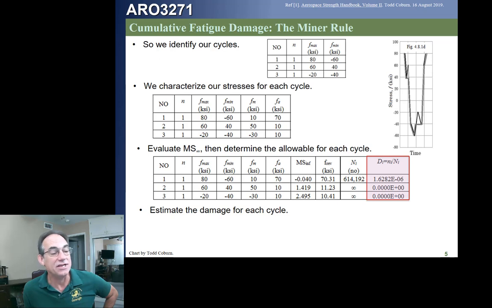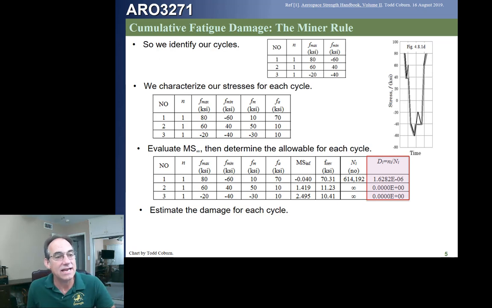Now in this case, each of these cycles was only 1, but it could have been 10, it could have been 100 cycles, it could have been 1,000 of each, right? Whatever it is. In our case, we only had 1 of each cycle, but in other cases there may be many more. Okay?